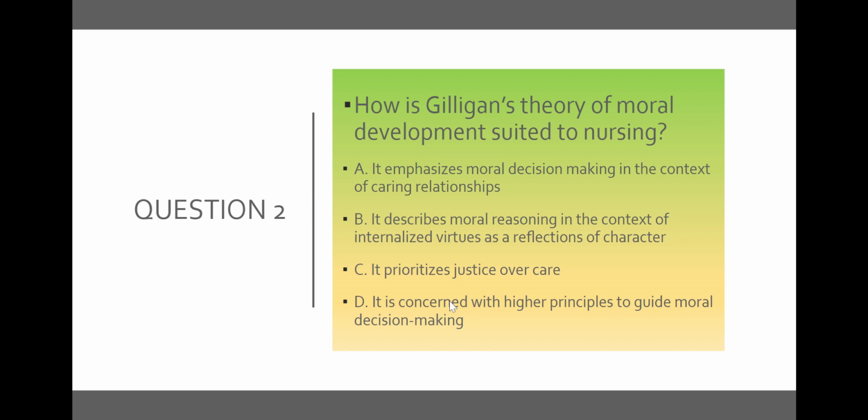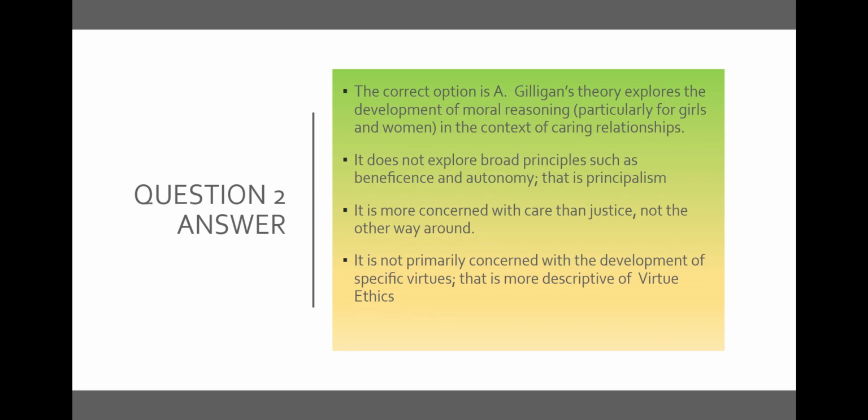Think it over. Correct answer is A. Gilligan's theory explores the development of moral reasoning, particularly for girls and women, in the context of caring relationships and mediating the conflict between self and your responsibility to other people. It does not explore broad principles. It is more concerned with care than with justice, not the other way around. So read it carefully. It is not primarily concerned with the development of specific virtues. That's more descriptive of virtue ethics.